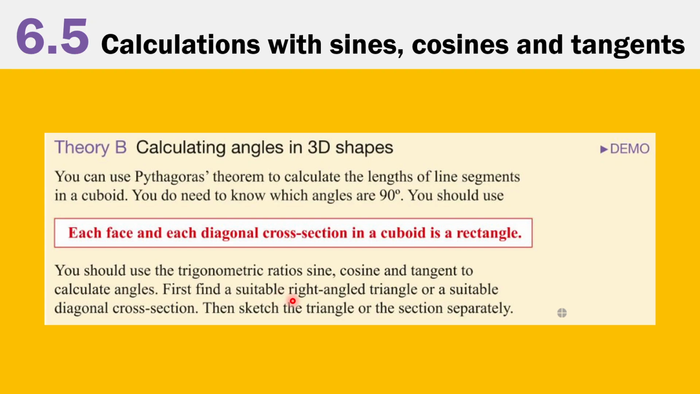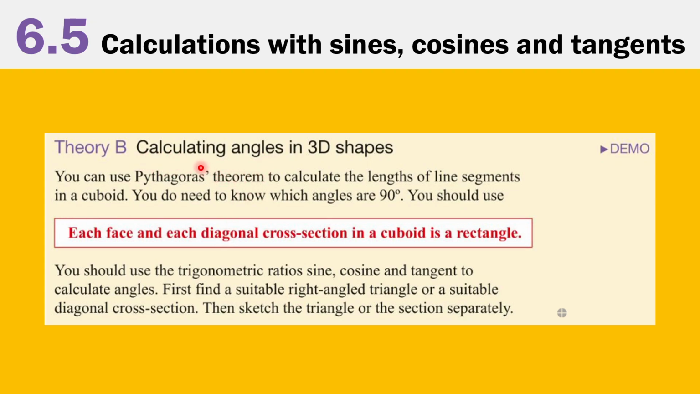Hello and welcome to more 6.5 Theory B, the last theory bit of this chapter though. And we're going to take a look at calculations with sines, cosines, and tangents, trigonometry you can say, in 3D shapes. You can use Pythagoras' theorem.